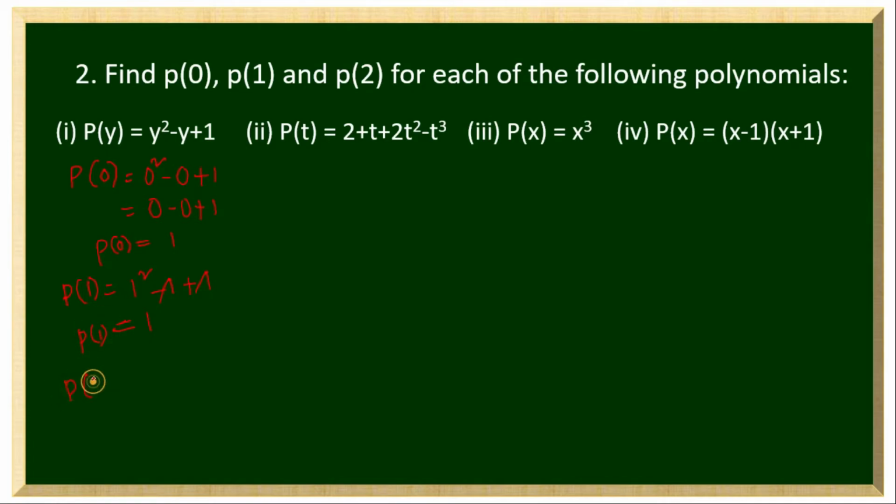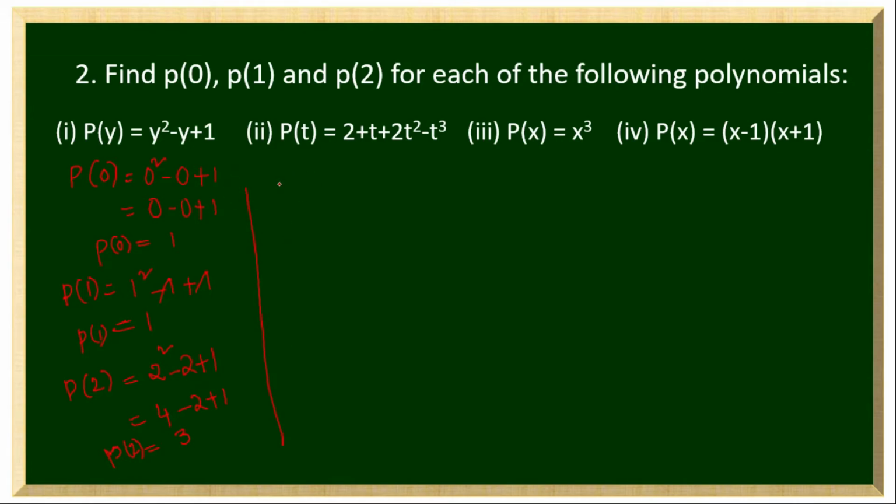p of 2. Here if we substitute 2 in the place of y, 2 square minus 2 plus 1. 2 square value is 4, minus 2 plus 1. 4 plus 1, 5. 5 minus 2 is 3. So p of 2 value for this polynomial is 3. Right? Next we have another polynomial.